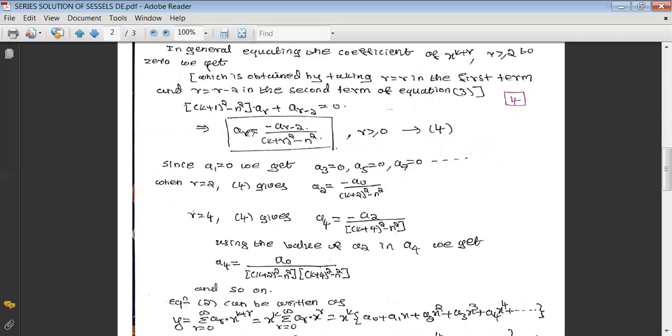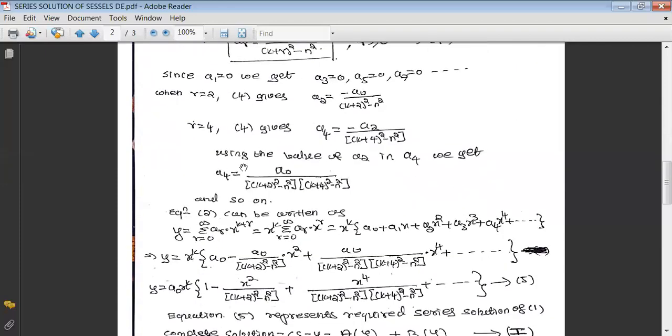Now if you take r equal to 4, it will be minus a2 over k plus 4 whole square minus n square. But anyhow, we know the value of a2 from the previous step. If you substitute the value of a2 from the previous step, this minus of minus becomes plus. In the numerator, we get a naught. In the denominator, we get k plus 2 whole square minus n square into k plus 4 whole square minus n square. This is the value of a4 we are going to get. Like that, it will go on.